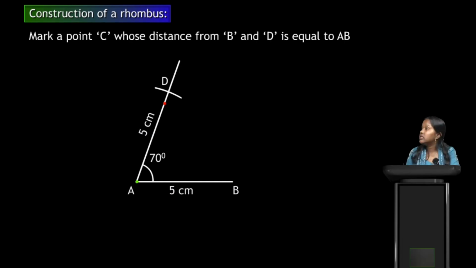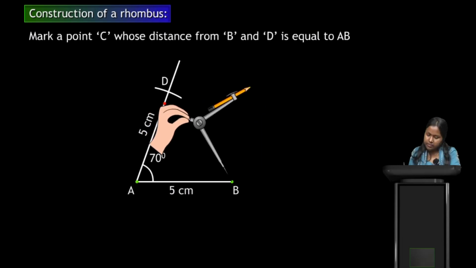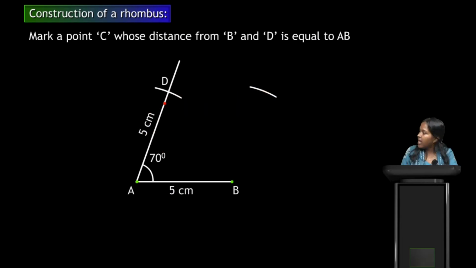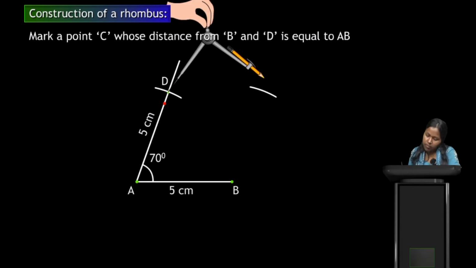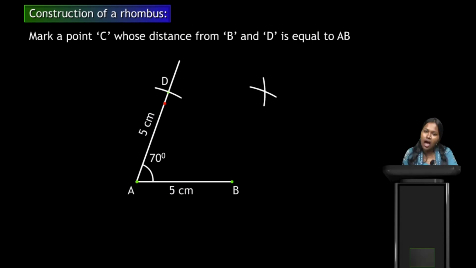Mark a point C whose distance from B and D is equal to AB. Now they are asking you to mark a point C whose distance from B and from D is AB, that means 5. So you have to put the needle head on B and cut one arc. Similarly, put your needle head on D, take the AB measurement which is 5 centimeter, and from D cut another arc which intersects your previous arc at that point.